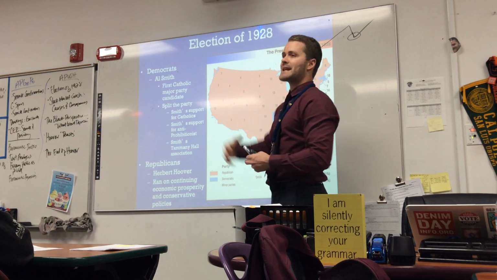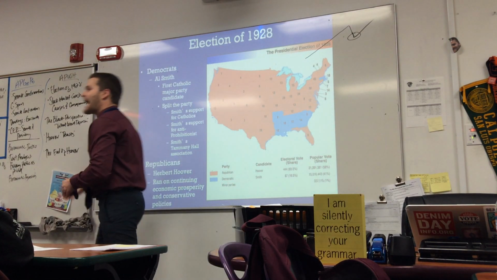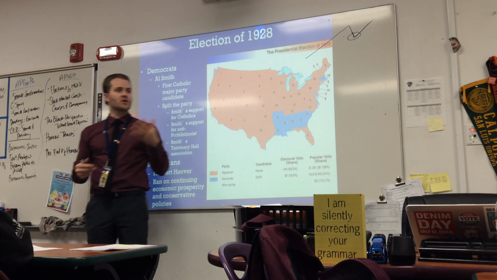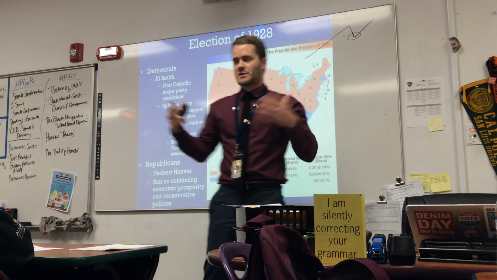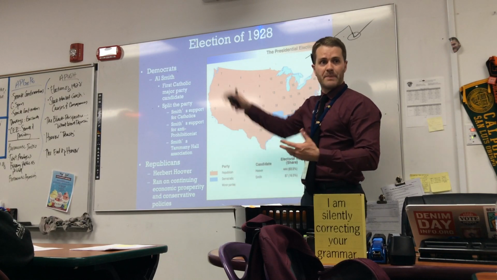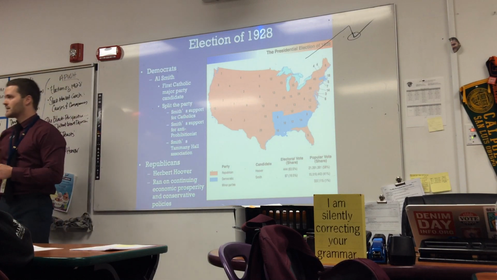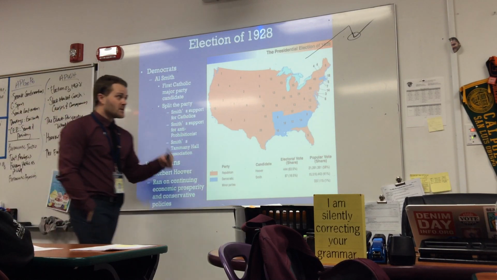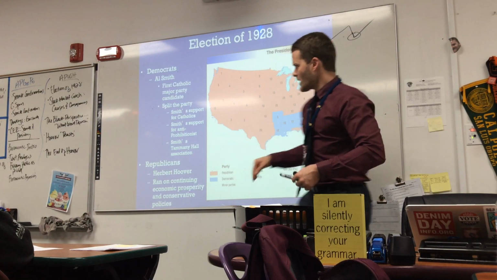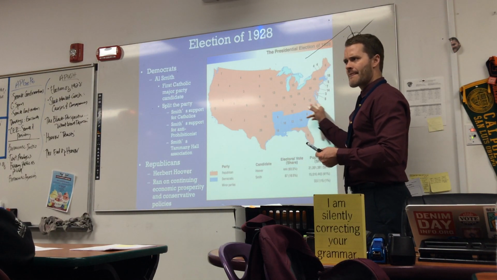But also he's running against Al Smith. Al Smith is the first ever Catholic running for the presidency in American history under a major party campaign. So the Democrats nominate Al Smith. He's a Catholic. How does America feel about Catholics? Yeah, absolutely. Looking at the South, also hates Catholics. Why do they vote Democrat then?